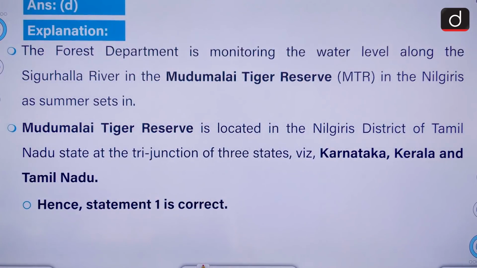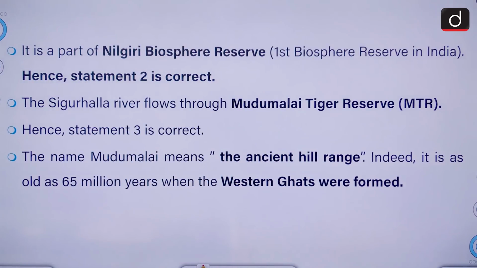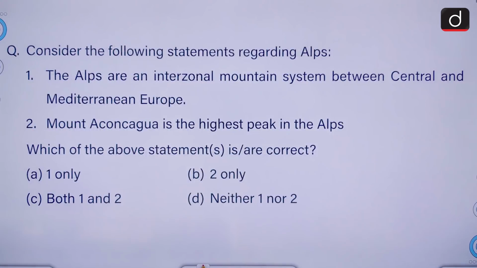The Forest Department is monitoring the water level along the Singara River in the Mudumalai Tiger Reserve in the Nilgiris as summer sets in. It is located in the Nilgiris district of Tamil Nadu at the tri-junction of 3 states viz. Karnataka, Kerala and Tamil Nadu. It is a part of the Nilgiri Biosphere Reserve, the first biosphere reserve in India, and the Singara River flows through it. The name Mudumalai means the ancient hill range. Indeed, it is as old as 65 million years, when the Western Ghats were formed.